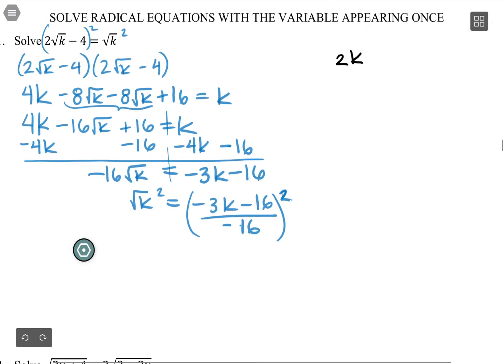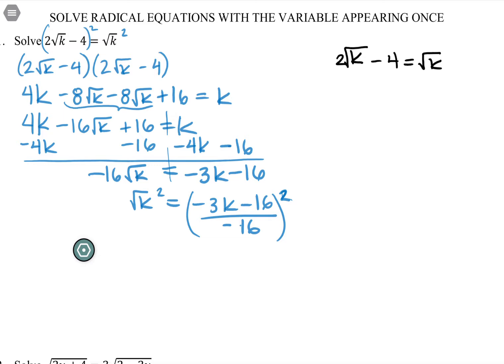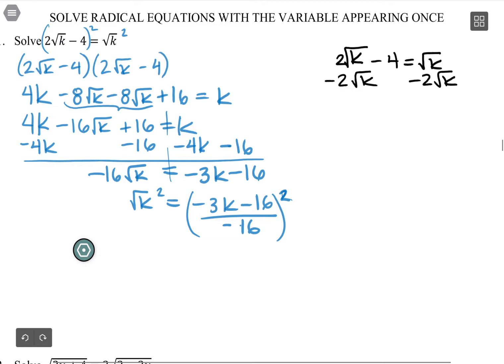I was looking at 2 root k minus 4 equals root k. And what I was spotting before I went down that rabbit hole was that I do have k's on both sides. They're both stuck in roots. Those are like terms, so I could move my k's. I'll go ahead and move them right this time by subtracting 2 root k from both sides. So I have a negative 4 left on the left-hand side. On the right, I had 1 root k. I subtracted 2 root k's. I'm left with negative 1 root k.